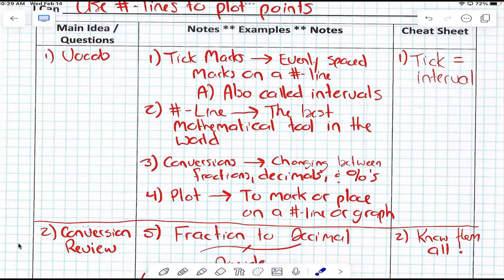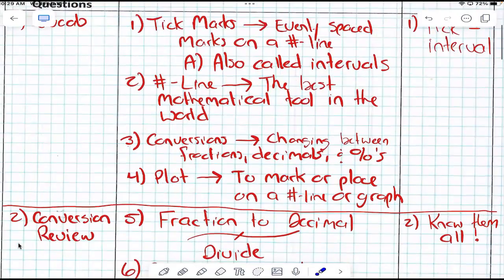Tick marks. We know what they are. What's another name for tick marks? Intervals. And if we don't know what tick marks are, you have their definition right there. So tick marks and intervals mean the same thing, yes or no? Yes. If I were going to plot something on a number line or on a graph, that means I'm going to mark or place it, so to put a little point.